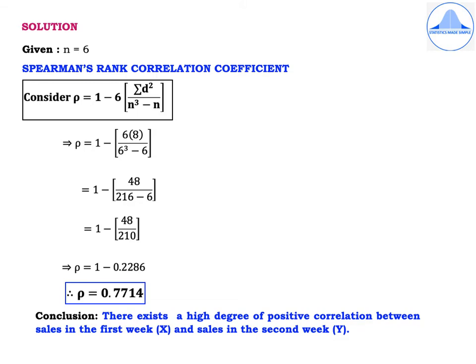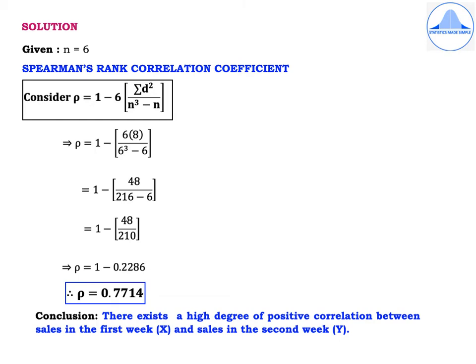Solution. Given n equal to 6, write the formula for Spearman's rank correlation coefficient without ties. Consider rho equal to 1 minus 6 times summation D square divided by n cubed minus n, which implies rho is equal to 1 minus 6 into 8 divided by 6 cubed minus 6, which is equal to 1 minus 48 divided by 216 minus 6, which gives us 1 minus 48 by 210.